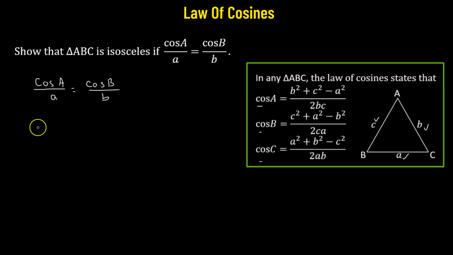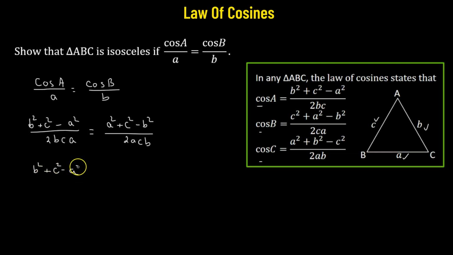So let's use the value of cosine of A. That's b squared plus c squared minus a squared divided by 2bc. We also have a multiplied to it, so this will be equal to cosine of B, so that's a squared plus c squared minus b squared divided by 2ac, and we have b multiplied to the denominator. Now clearly the denominator factors out, and we are only left with the numerator, which is b squared plus c squared minus a squared, equal to a squared plus c squared minus b squared.